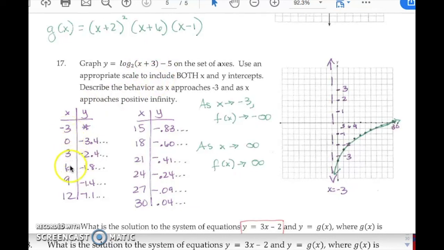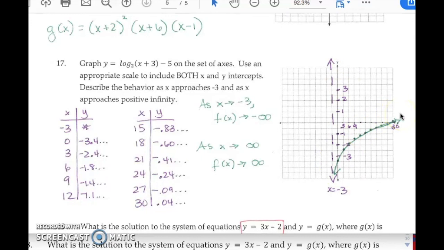Now, 0, 3, 6, 9, 12, and again, you could graph by some other scale, but what I want to be able to do is fit my y-intercept and my x-intercept. I see my x-intercept is going to be somewhere between 27 and 30, so I'm going to count by 3s to make this able to fit. So that's where I got that scale. Now, for my y-intercept, that's really just somewhere between -3 and -4, so I don't need any crazy scale here. But then I'm going to graph those points.